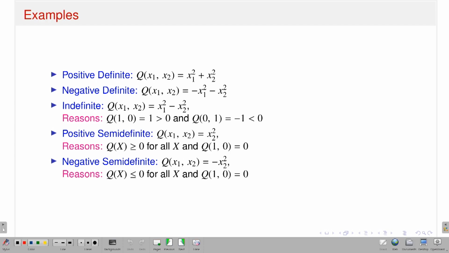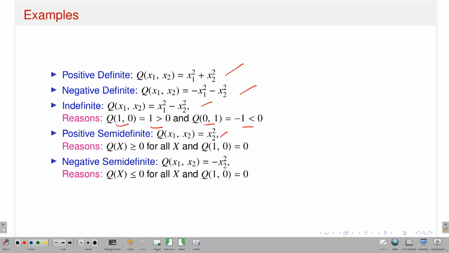A few examples I have given, very simple examples. Positive definite: Q of (x1, x2) equals x1 squared plus x2 squared. From the definition you can see, if (x1, x2) is non-zero, it is always strictly positive. Just taking the minus sign, minus x1 squared minus x2 squared, again for (x1, x2) non-zero it is strictly negative. Indefinite means x1 squared minus x2 squared: at the point (1, 0) it is positive, at the point (0, 1) it is negative, so therefore it is indefinite.